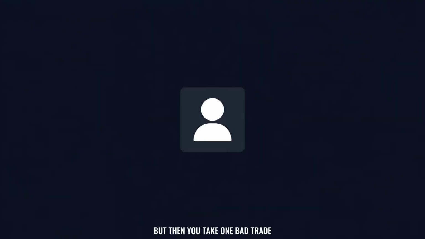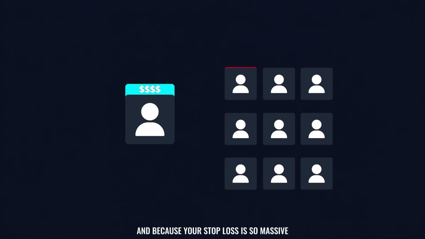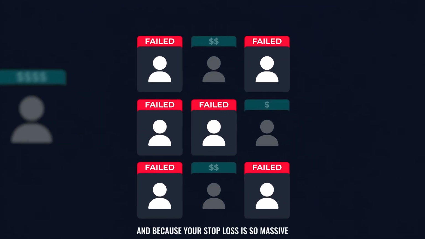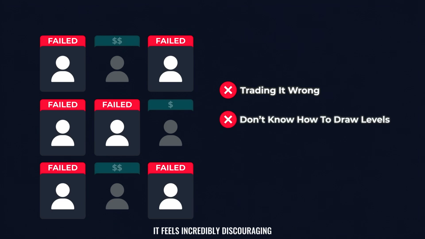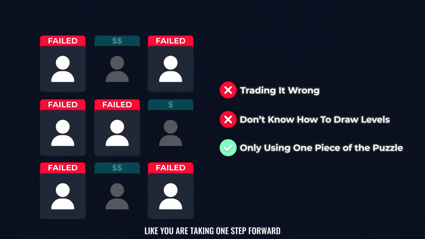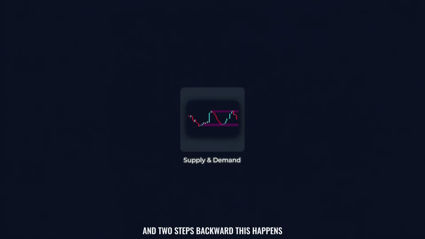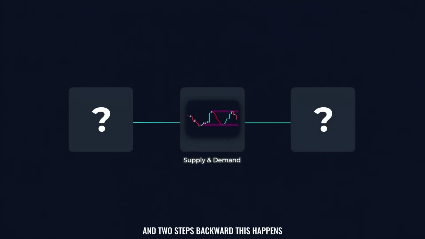But then, you take one bad trade, and because your stop loss is so massive, it instantly drains your entire week's worth of profits. It feels incredibly discouraging, like you are taking 1 step forward and 2 steps backward. This happens because your trading math is completely broken.